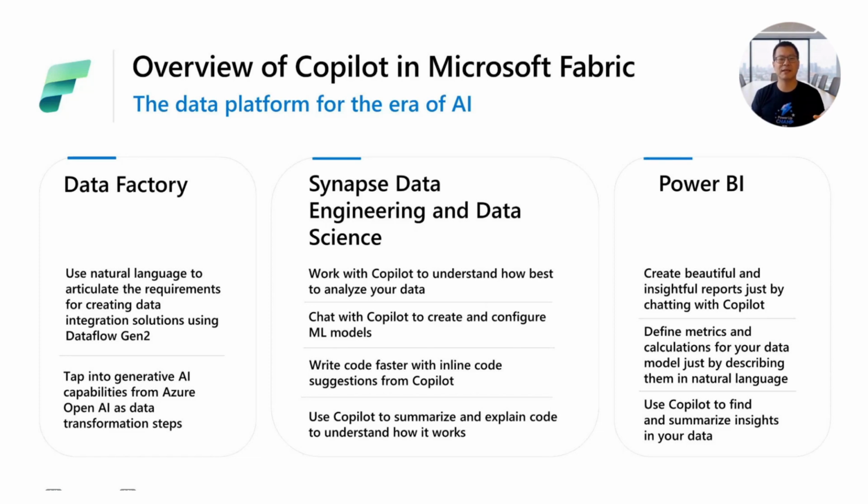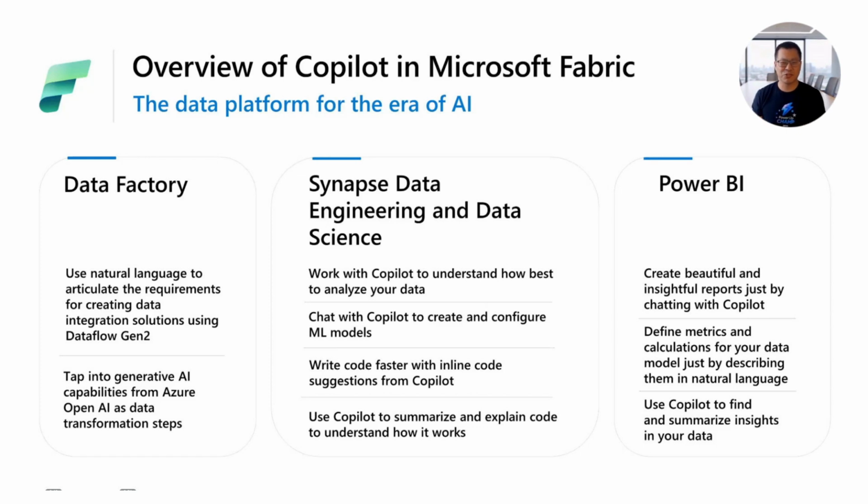For business insights, in Power BI, you can describe the report you want, and Copilot builds the visualizations and generates natural language summaries of the data. For development, data scientists and engineers can ask Copilot to write Python or Spark code directly in their notebooks, fix errors, and generate complex data transformations in Data Factory.